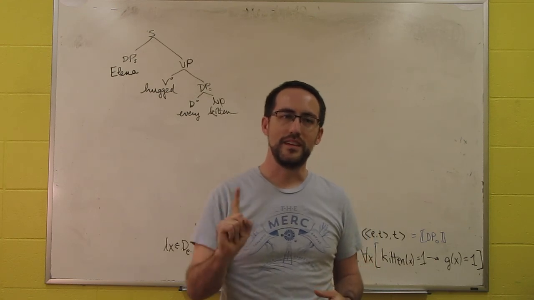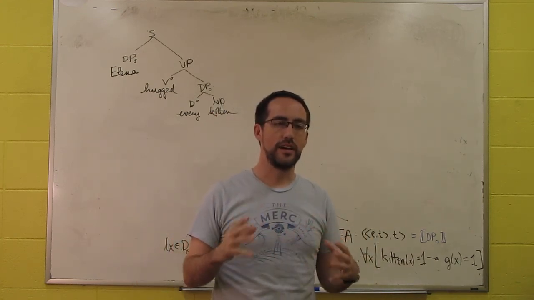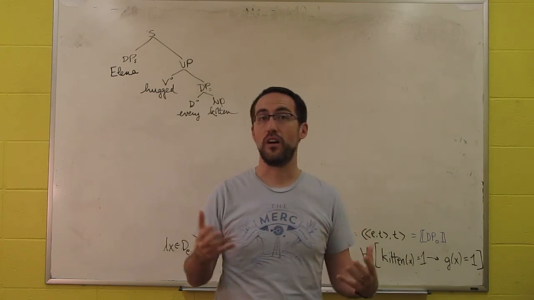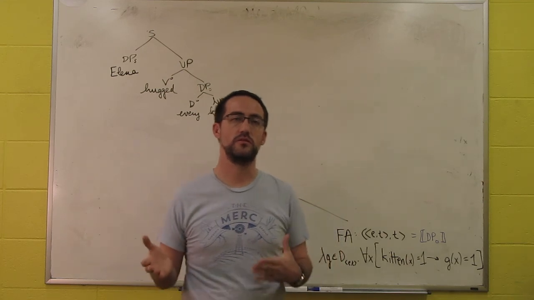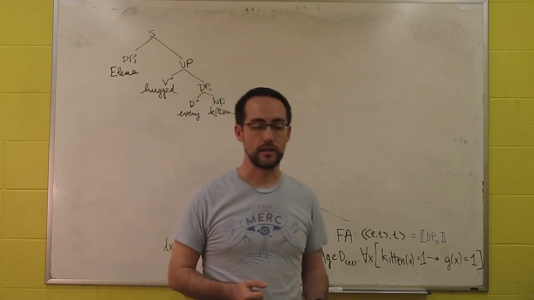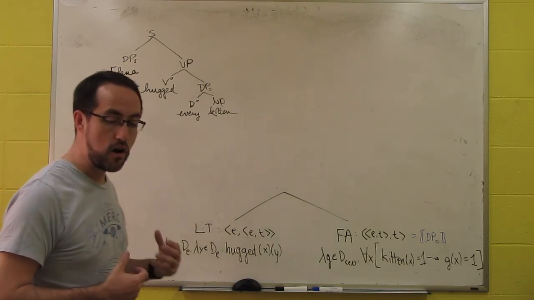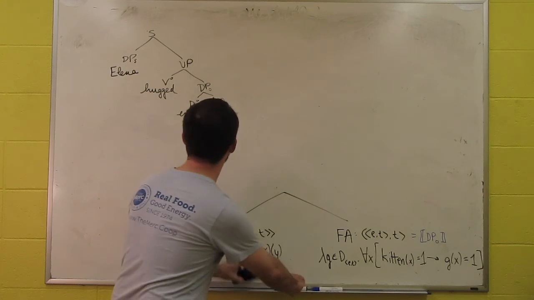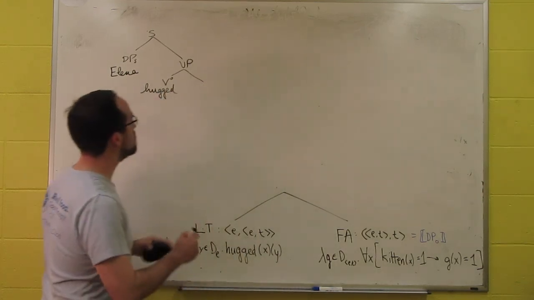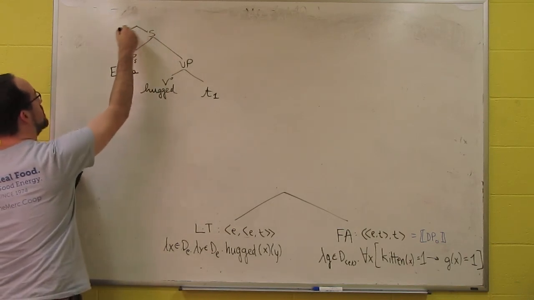So now that we've seen how QR works, we'll be able to apply it even when we don't really need it for scope facts. We can still use it for the type facts. So coming back to Elena hugged every kitten, our LF is not going to look like this. It's going to look like this, where we've moved every kitten and left a trace behind.